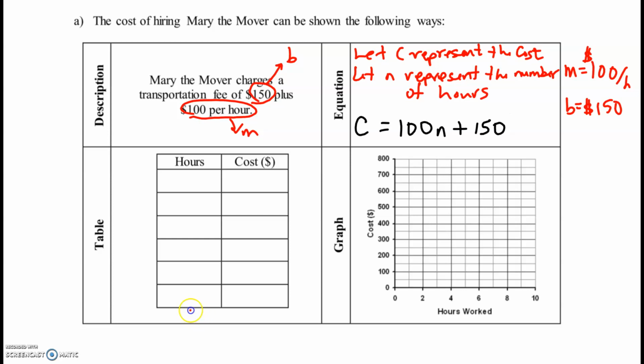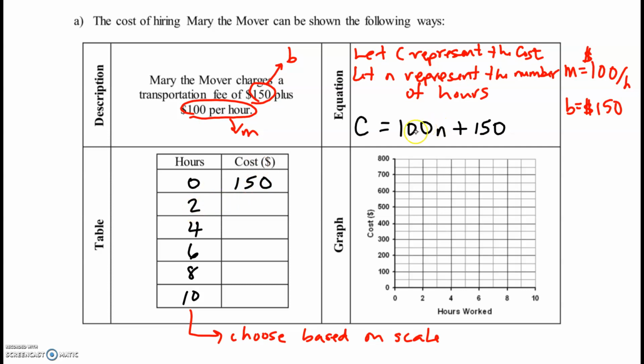So what I'm going to do, choose hours based on the scale. The graph they already scaled for us, so I can see I'm going to use the values 0, 2, 4, and so on. So let's write that in. 0, 2, 4, 6, 8, and 10. So we'll go ahead and sub it into the equation. So we know it's 100 times 0, which is 0 plus 150. Is my first y value, my first cost.